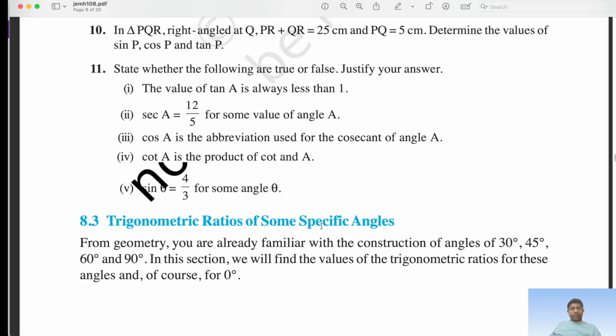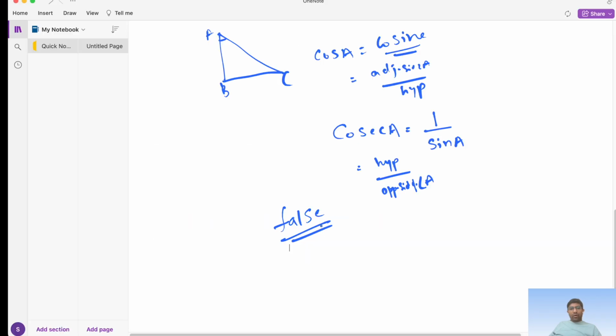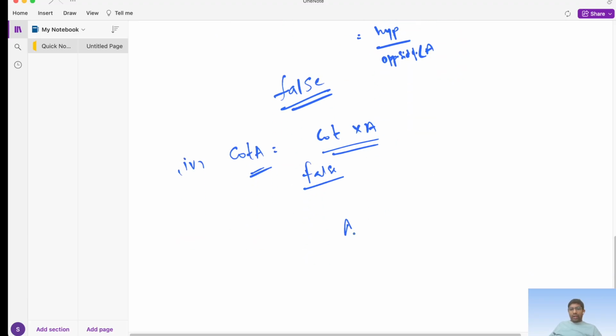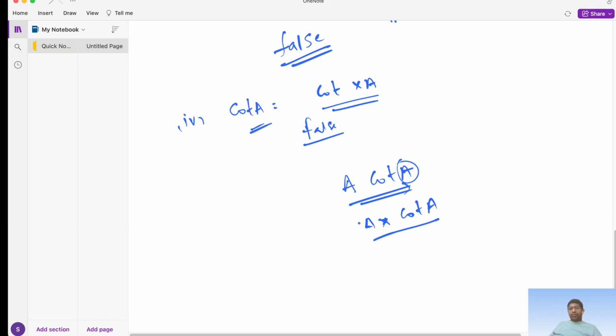Next, the fourth one. Cot A is a product of cot and A. What it is saying is cot A is the product of cot and A. No, this is false. Cot A means it's the cotangent of angle A. It doesn't mean cot into A. If we say A cot A, this means A into cot A, so that would be a product. But cot A alone does not mean a product. So this is also false.